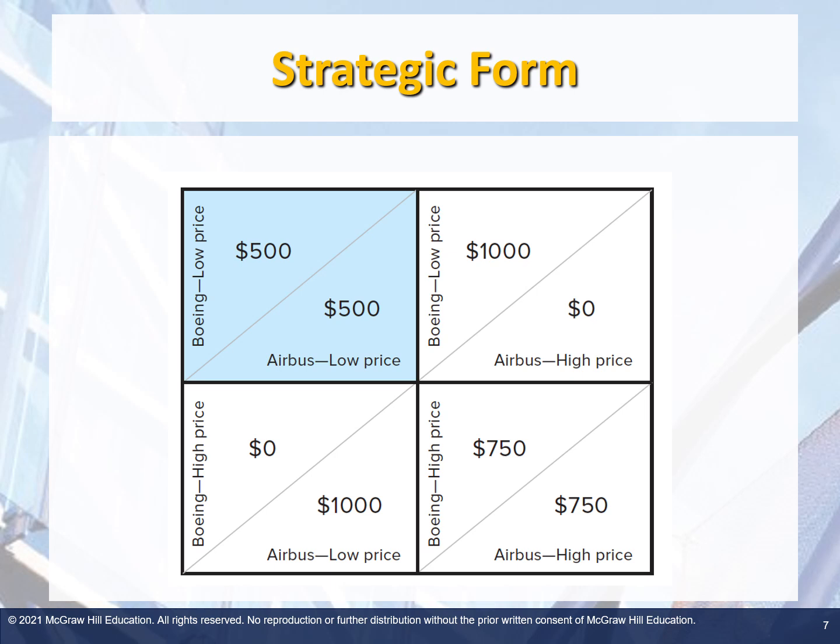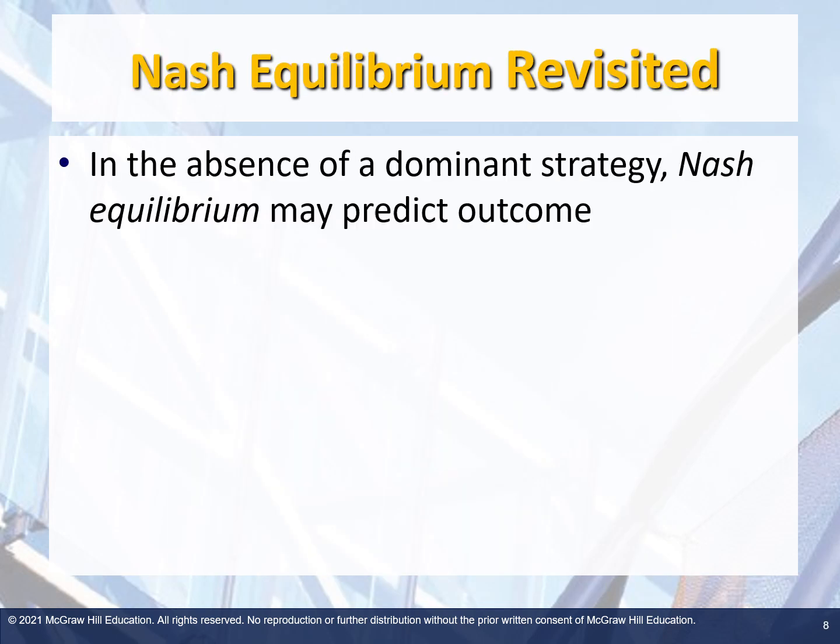The same logic applies to Airbus. Low bidding is dominant for them too. So we predict both will bid low, earning $500 million each. Notice that if they could somehow coordinate, they'd both be better off bidding high and earning $750 million each. But in a one-shot simultaneous game, that coordination is impossible.